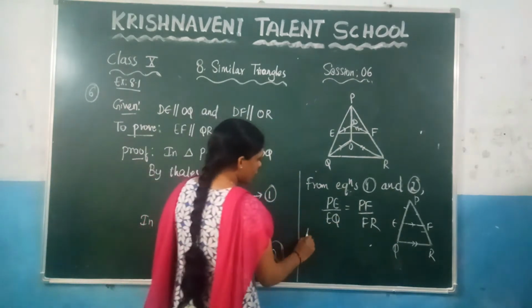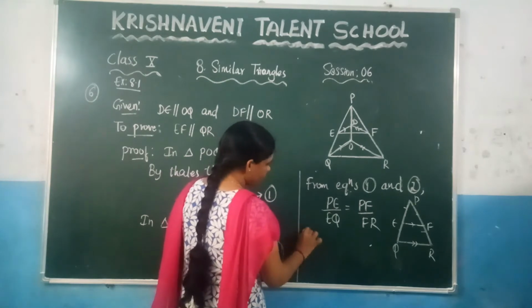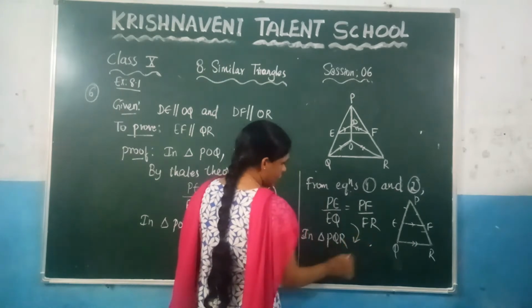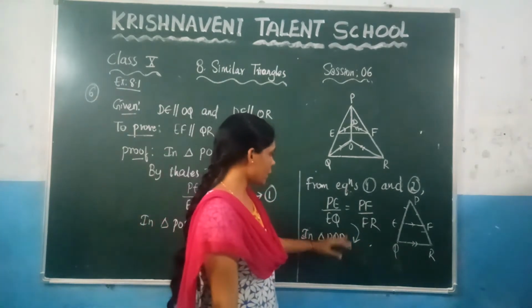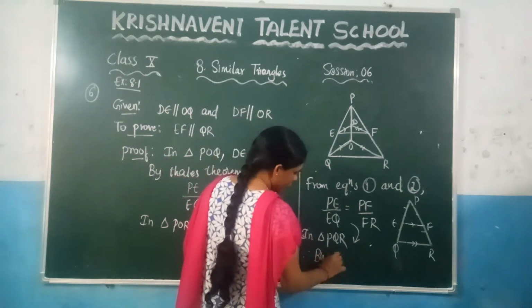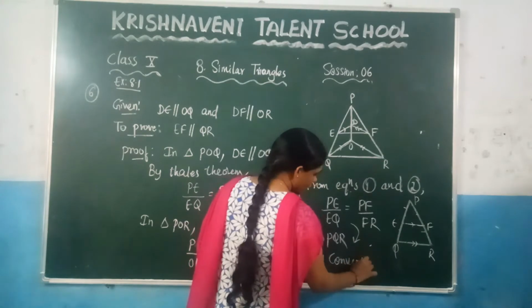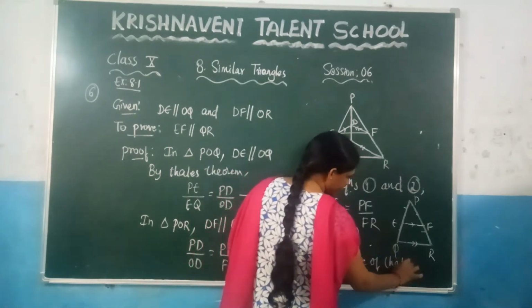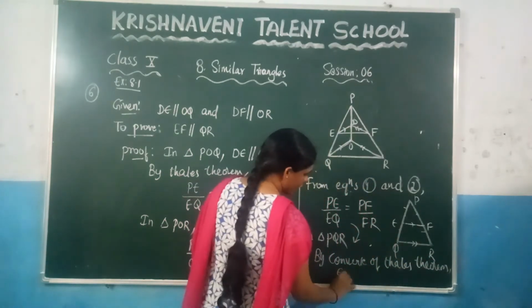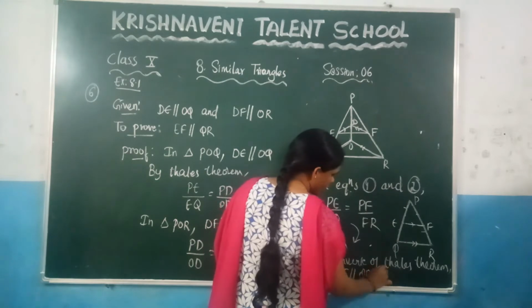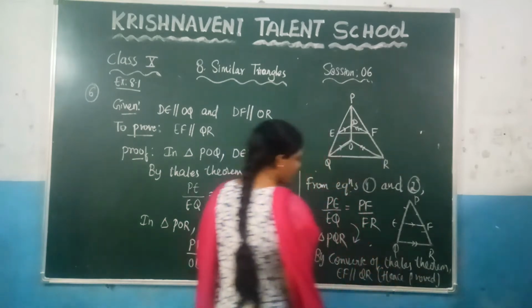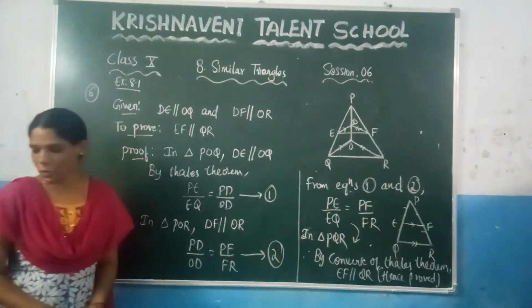So write it here, in triangle PQR, PE by EQ is equal to PF by FR. So therefore, by the converse of Thales theorem, what you can write here is EF is parallel to QR. So this is what we need to prove. So see the next problem here.